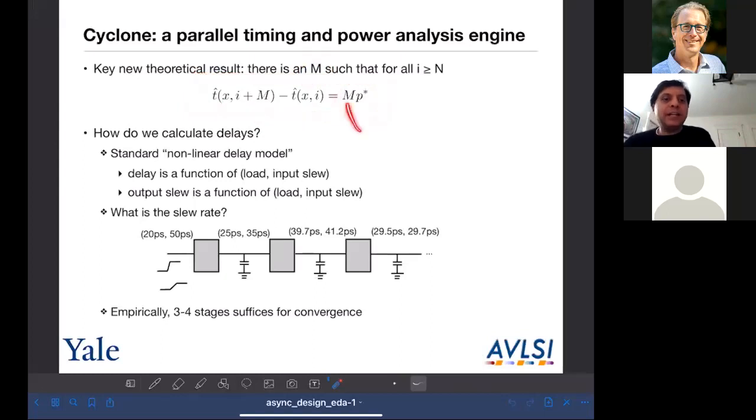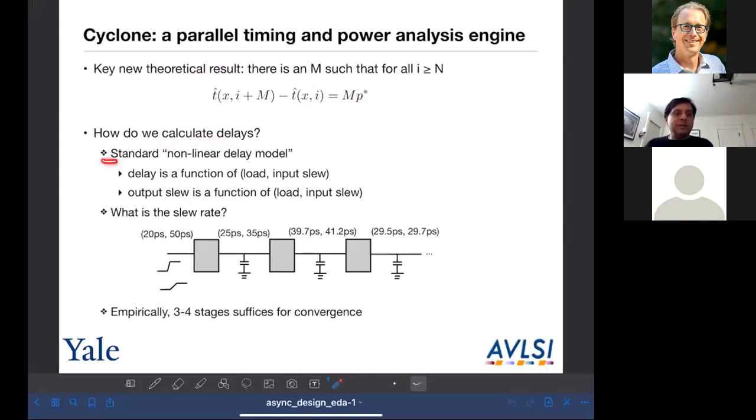So now I can calculate m, I can calculate p star, and then from that, I can actually figure out the timing in the steady state for every transition in the system. I can verify all my timing constraints because now I don't have bounds on the delay, I have the actual time. The second complication to try to make this a real timing analysis engine is how do we calculate delays?